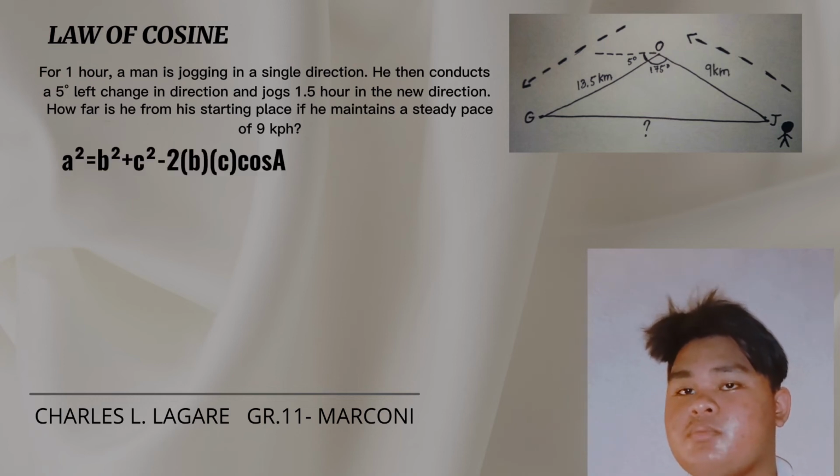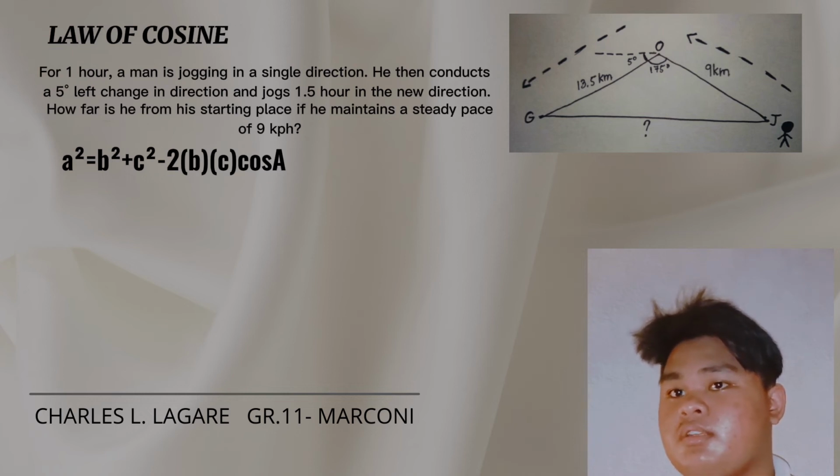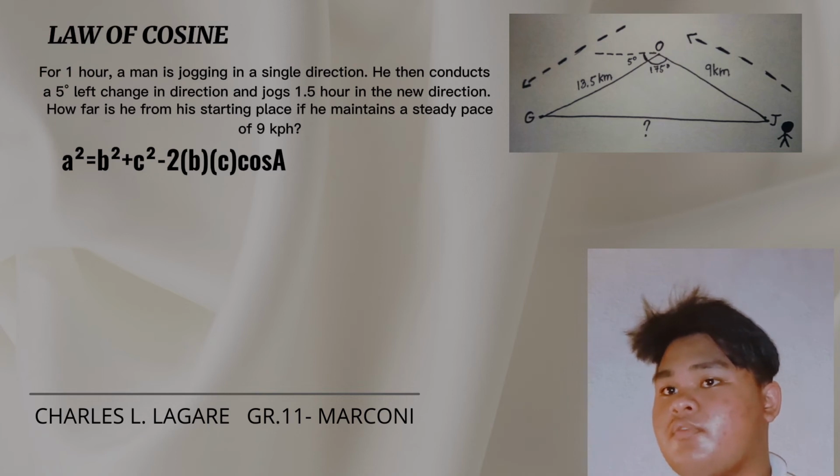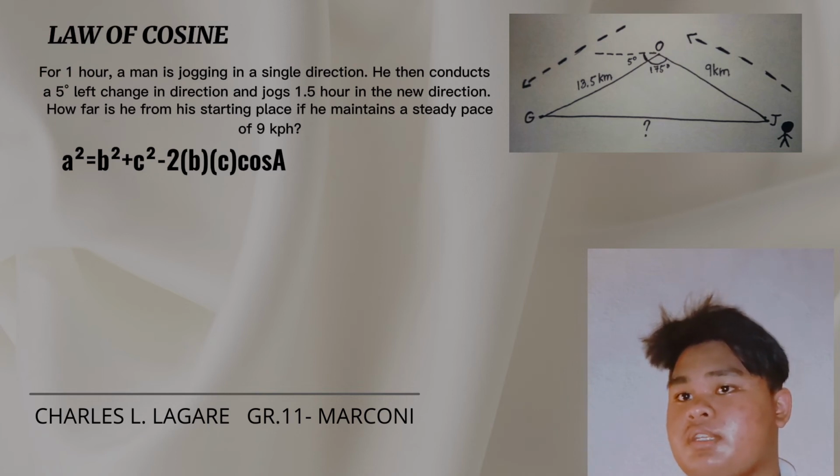We use the formula a squared is equal to b squared plus c squared minus 2 times b times c times cosine A. So according to this triangle in the illustration, the man will start out in J and then turns in the direction angle O and stops in the angle G. So the question is how far is he from his starting place? We need to identify the length of the side O.